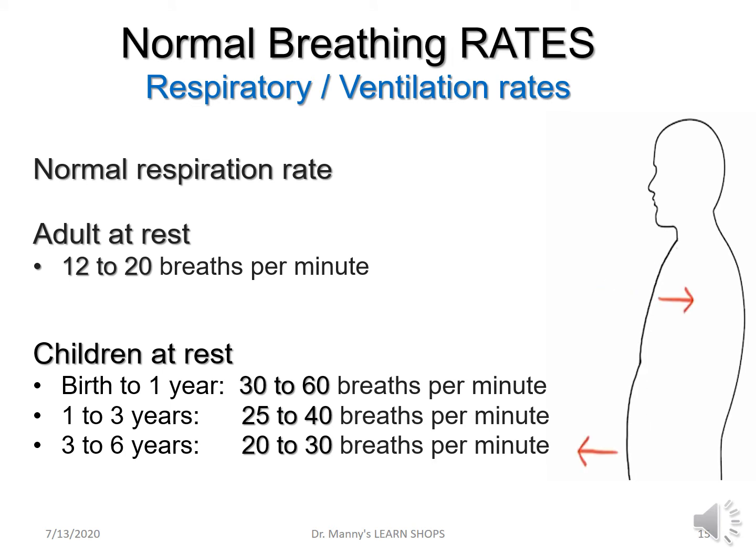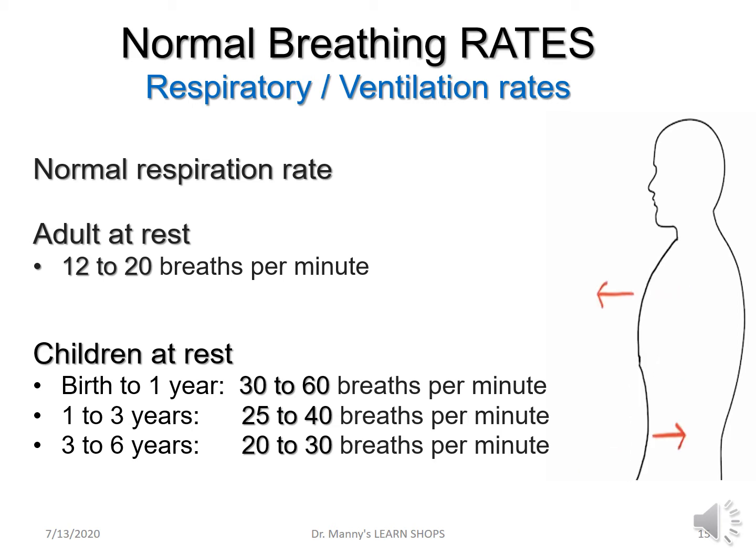Other considerations are, what are the normal breathing rates? We're talking about the respiratory, or really the ventilatory rates. We refer to it as the respiratory rate, but really what we're doing is ventilating, spontaneous ventilation. Ventilation is just the movement of gas in and out of the lungs. So the normal respiratory rate for an adult at rest is typically 12 to 20 breaths per minute.